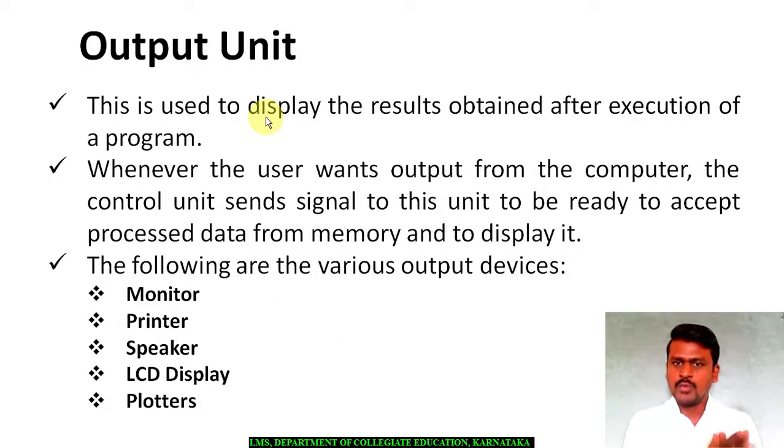But from the output unit you can expect the result of the executed program. For example, the processed data or executed program will be shown or displayed on some of the output units. So whenever the user wants output from the computer, the control unit sends the signal to this unit, to be displayed, to accept the processed data from the memory to display.